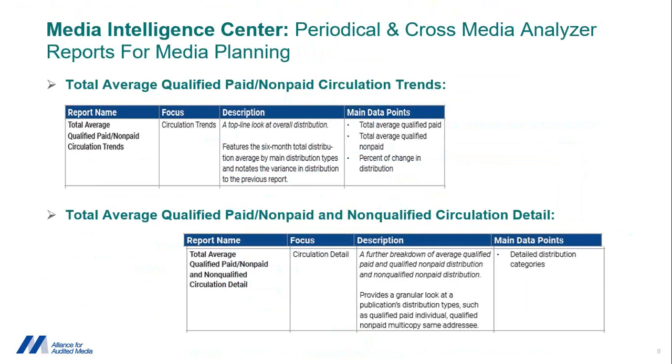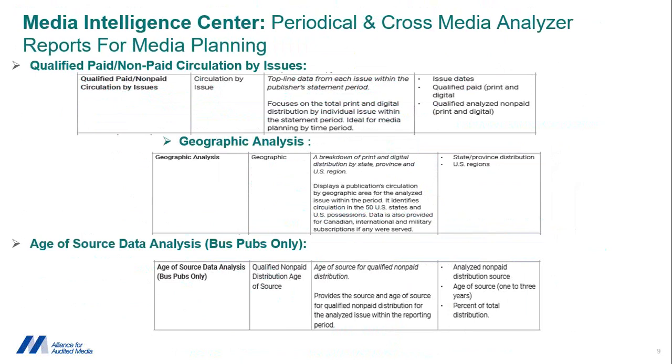Circulation detail is exactly what it is. It's going to give you that level of detail about a publication. The other reports we're going to be looking at in the periodical analyzer are qualified paid and qualified non-paid circulation by issues.